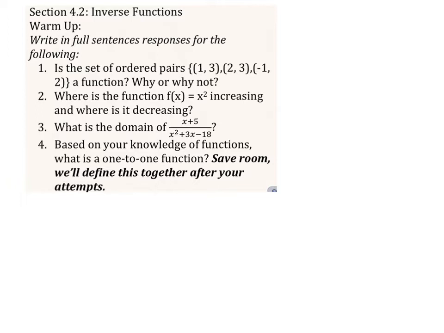So this set of ordered pairs here, we've got (1, 3), (2, 3), (-1, 2). Well, what we've always said is that two x values can have the same y value, but every x value can only have one y value. So that makes our first ordered pair here a function.